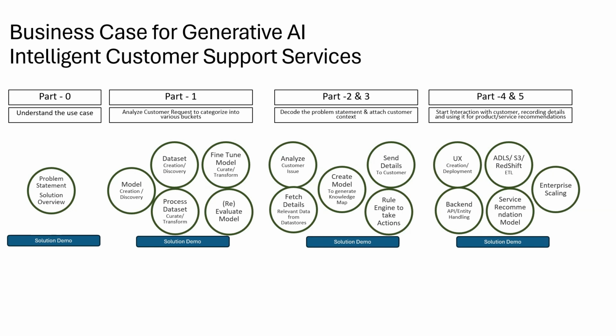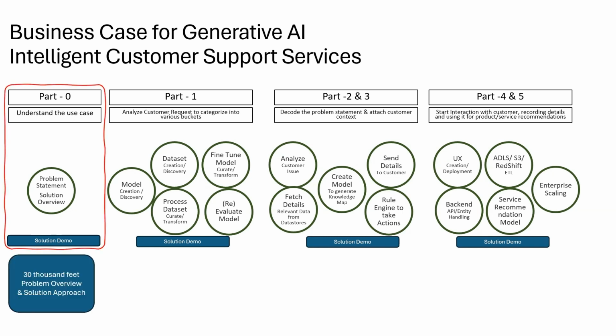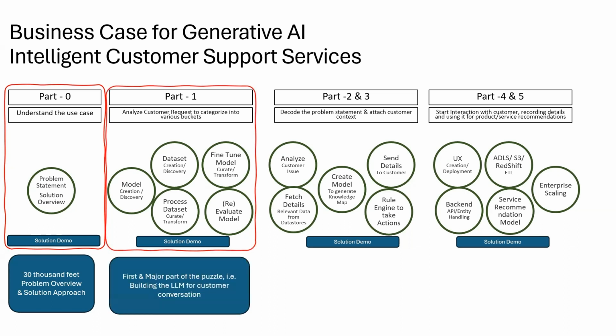So what I've done, I have divided the whole course into 4 parts. The first phase talks about the problem statement and the solution approach. It is a 30,000 feet view of what is the actual business case and what are the approaches that we are going to take to resolve it. The second is the meat of the whole course. It will talk about the end-to-end implementation of an LLM, generation, discovery of a data set, and then fine-tuning and deployment of the model.